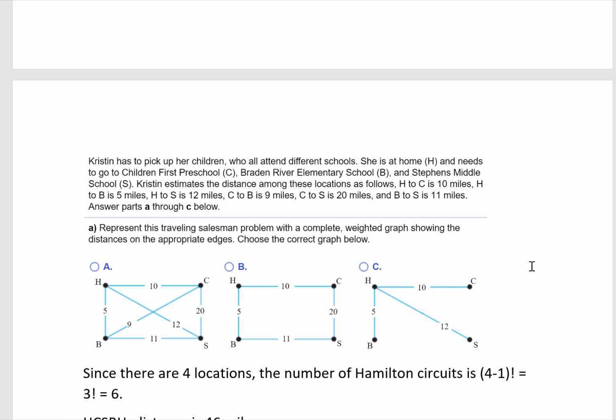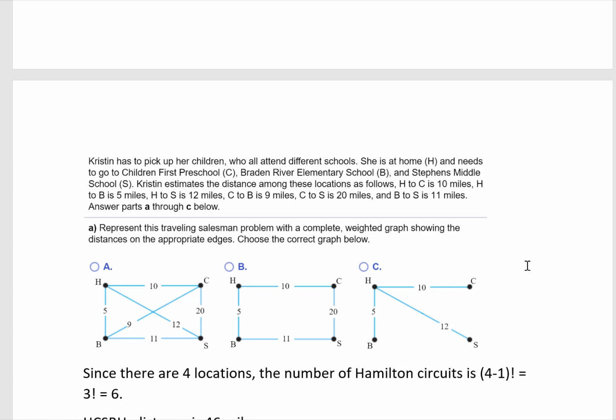Represent this traveling salesman problem with a complete weighted graph showing the distances on the appropriate edges. Select the correct graph below. So let's take a look. They all show four locations, the three schools plus her home. And then let's look at the distances that are shown. They're all showing the distance between home and the Children's First Preschool is 10 miles, and also the distance between her home and the Brandon River Elementary School.